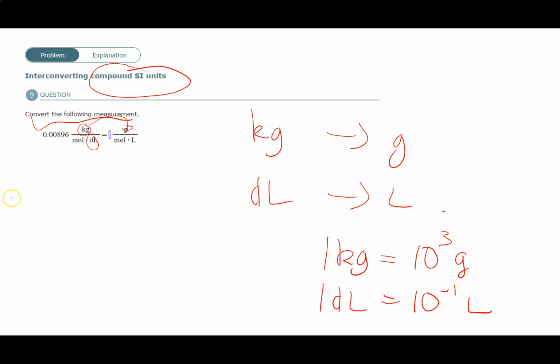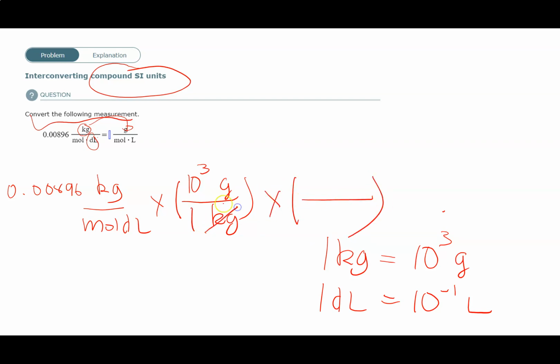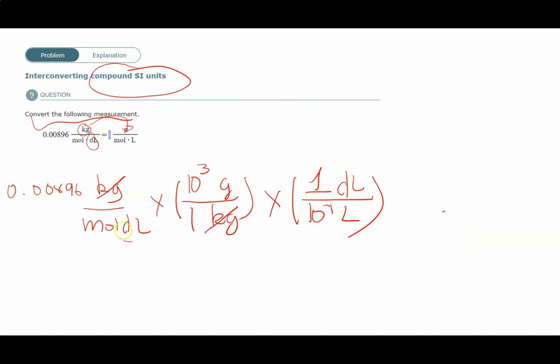So how this is going to work is like this: 0.00896 kilograms moles per deciliter. My first conversion is kilograms into grams. So I'm going to multiply by the conversion factor that has kilograms on the bottom and grams on the top, and I know that there are 10 to the 3 grams for every 1 kilogram. So that will get that bit done. And now I need to get rid of my deciliters, so it has to go on the top because it's on the bottom in my original units, and turn it into liters. And I know that for every 1 deciliter, there are 10 to the minus 1 liters. Now my deciliters will cancel, leaving me with liters. So then it will be grams, moles is unchanged, and then liters remains. So grams, moles per liter. You always want to double check that.